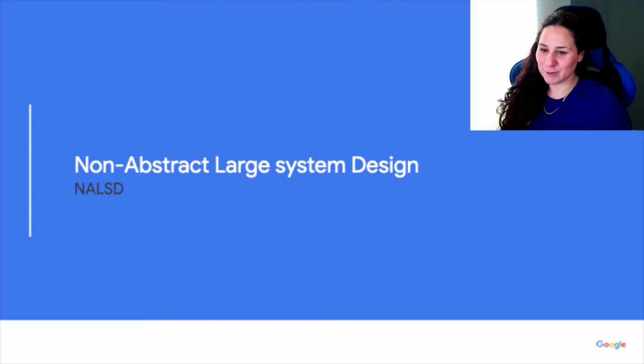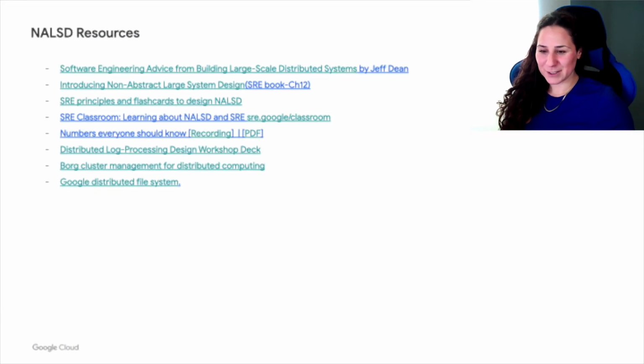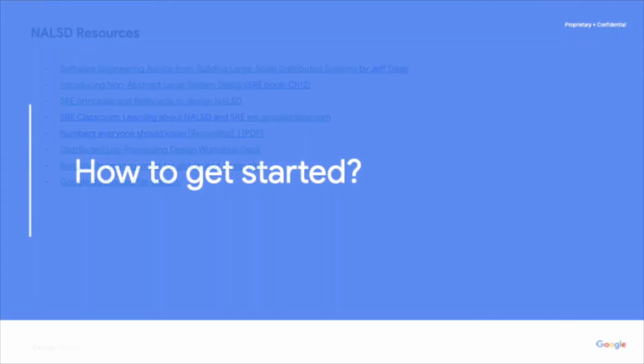I can't talk about designing for reliability and SRE without talking about non-abstract large system design. In Google, we found that addressing reliability issues during design reduces the cost later. And if we adopt an iterative style of system design and implementation, we'll be able to develop a robust and scalable system at a lower cost.